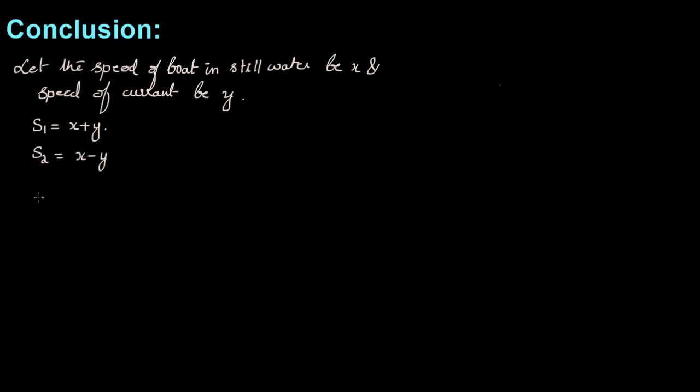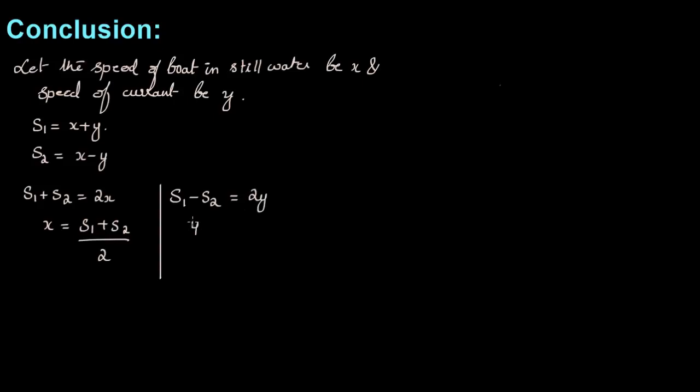So if I add these two equations, then I am going to get S1 plus S2 is equals to 2x, because plus y and minus y will get cancelled, and x will be equals to S1 plus S2 divided by 2. And if we subtract these two equations, then we are going to get S1 minus S2 is equals to 2y, and y will be equals to S1 minus S2 divided by 2.